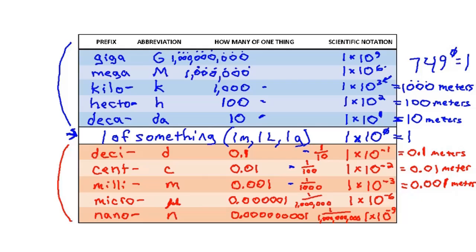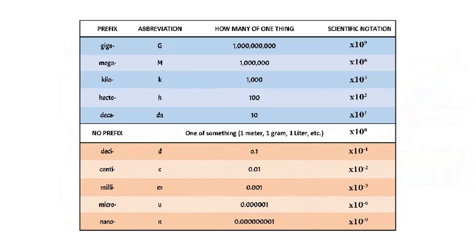So see, they're all the opposites of each other. This nano down here is going to be 10 to the negative 9th, which is the opposite of this giga up here, which is 10 to the 9th. So this giga means there's a billion meters if you have a gigameter. This nano, if you have a nanometer, it's a billionth of a meter. So hopefully that's going to make more sense to you. And this down here is going to be your baseline. This is just a meter, a gram, or a liter, something like that.